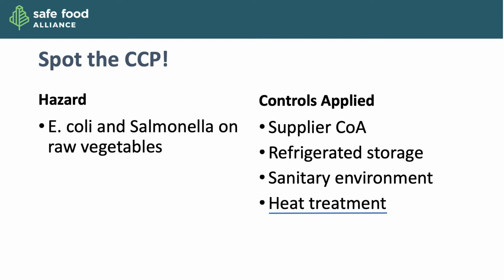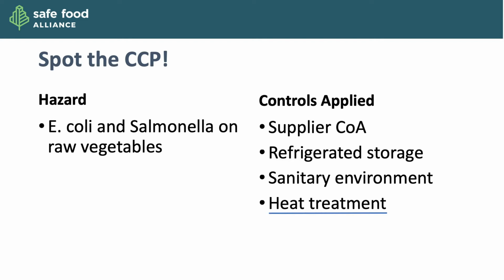Would it be something like refrigerated storage? Well, refrigerated storage, in particular on raw commodities, could slow or potentially stop the growth of E. coli and Salmonella, but you may have it there in the first place coming from the field. Would it be making sure that the storage and the handling of that product is done in a sanitary environment? Well, yeah, that could further prevent hazards like environmental Listeria or environmental Salmonella from the plant environment cross-contaminating the product that's going down the line or during the storage and handling process.